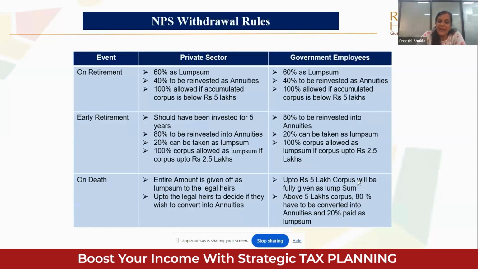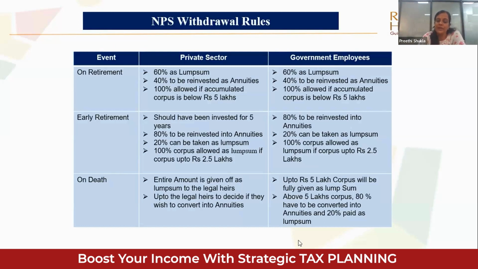If you take an early retirement, please note that you should have been invested in NPS for at least 5 years, and 80% has to be reinvested into annuities, and 20% can be taken as lump sum. The same rule again applies to the government sector. One point that I missed mentioning is, on retirement, if your accumulated corpus is less than 5 lakhs, you get the entire amount as one lump sum tax free amount, and you don't need to reinvest it into annuities. In case of early retirement, the same number translates to 2.5 lakhs.